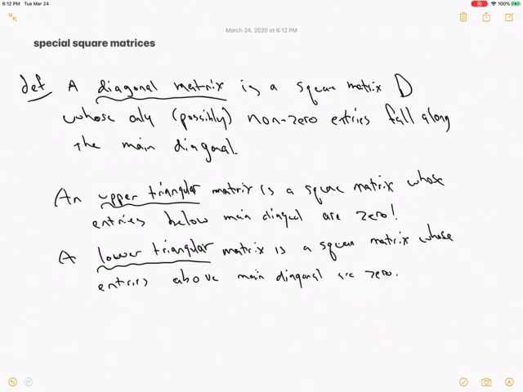So now we're going to introduce some special types of square matrices. There are three types: diagonal, triangular, and symmetric. But to get started, we'll talk about the easier ones, which are the diagonal and the triangular matrices. So here are the definitions.